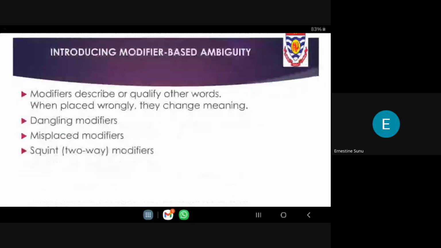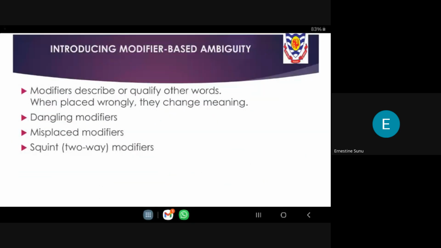Please, now the next one. So we are done with our first question. The second question is about modifier-based ambiguity. So there are three: dangling modifiers, misplaced modifiers, and squint or two-way modifiers. Please, let's move to dangling modifiers.